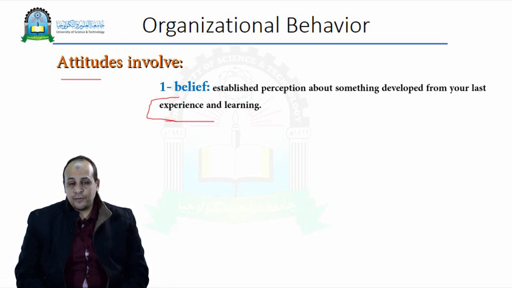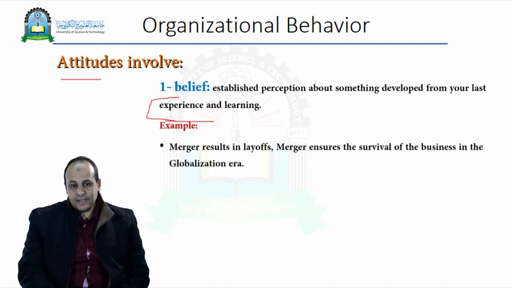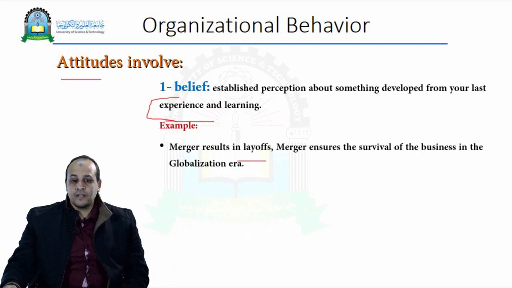So for example, if you go to a restaurant and have a meal there and then you found something strange or the food wasn't as expected, so you will form this kind of belief that this restaurant is not really good. So next time, this kind of belief will affect your intention to act or to go to that restaurant. So here, example, merger results in layoffs.